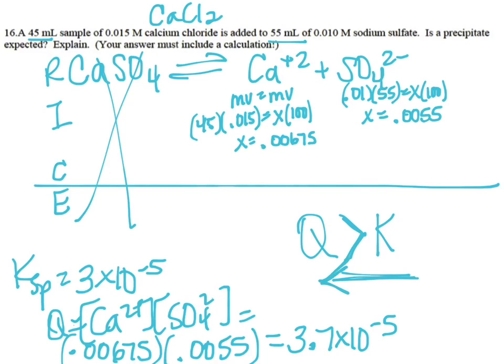If we're shifting to the left, then what's going to happen? Are we going to form a precipitate, yes or no? Yes, because we're going back towards the solid. So yes, a precipitate forms. If it would have shifted to the right, we would have had no precipitation.